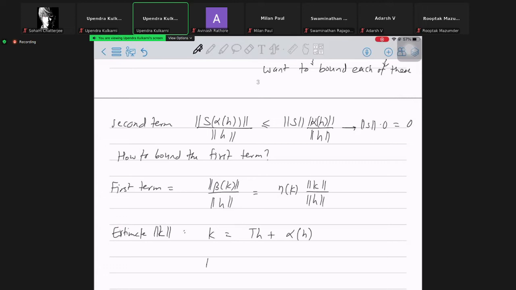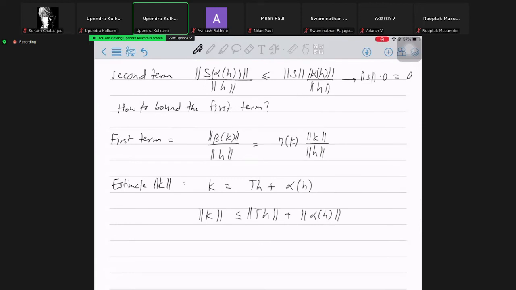So by taking norms, I get norm of k is less than or equal to the norm of ph plus the norm of alpha of h. And now this is proceeding beautifully. What do I know about the norm of h? Remember, I want to divide this thing by h, right?